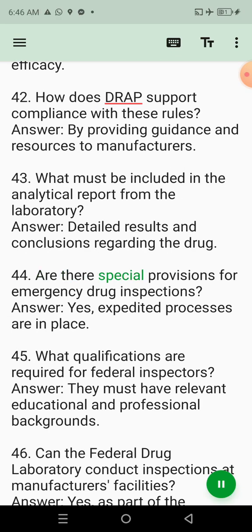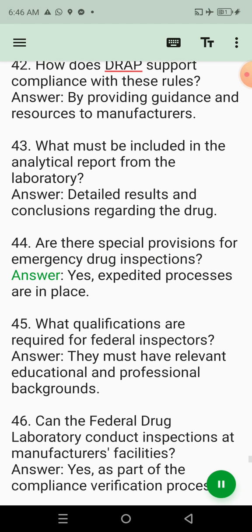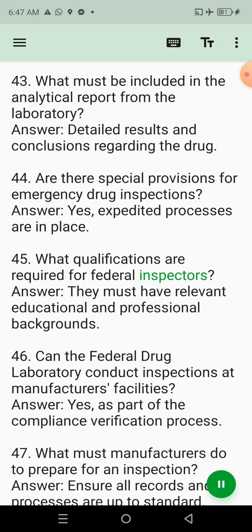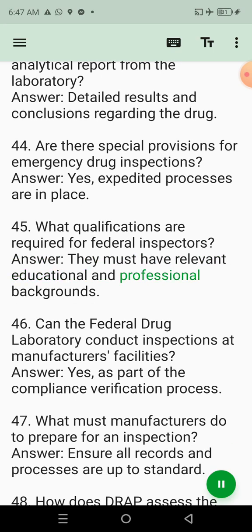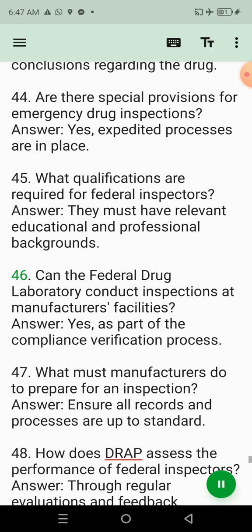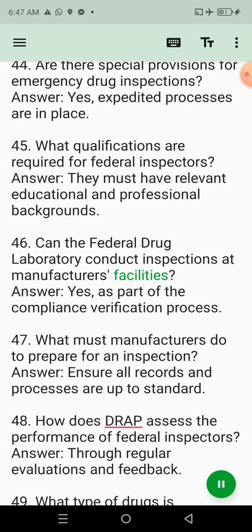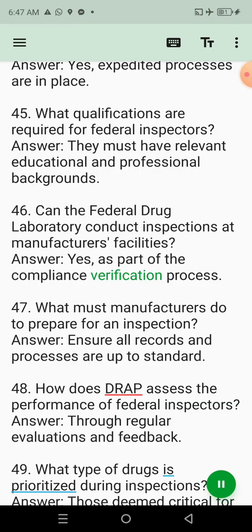44. Are there special provisions for emergency drug inspections? Answer: yes, expedited processes are in place. 45. What qualifications are required for federal inspectors? Answer: they must have relevant educational and professional backgrounds. 46. Can the Federal Drug Laboratory conduct inspections at manufacturers' facilities? Answer: yes, as part of the compliance verification process.